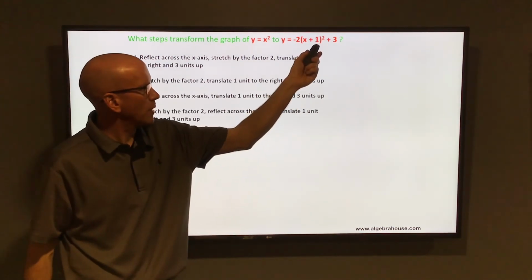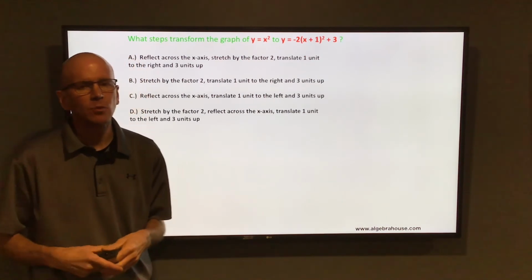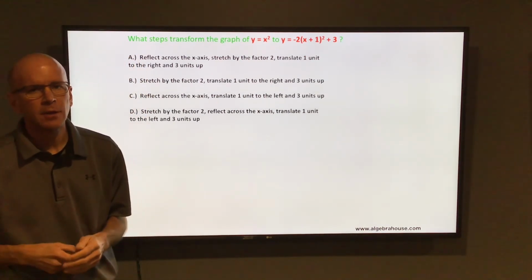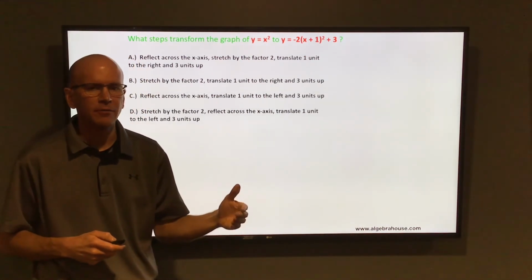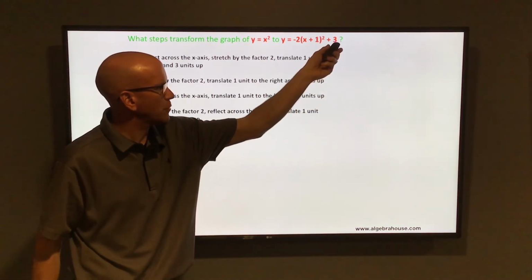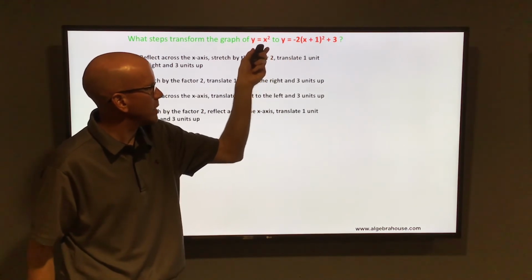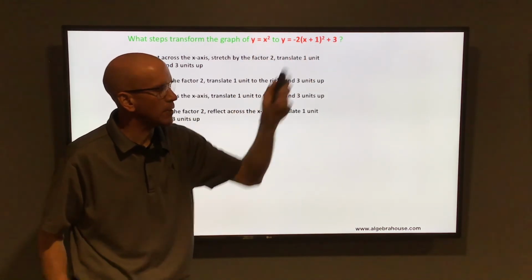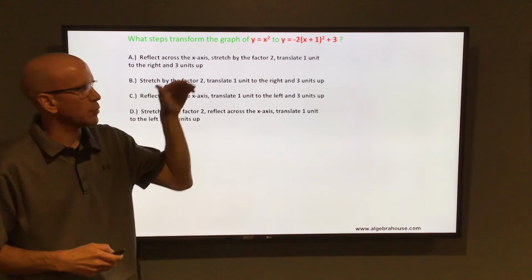Then the plus 1, when you add 1 to the value of x, it's going to shift that parent function to the left 1 unit. When you subtract from the value of x, it shifts the graph to the right 1 unit. And finally, the plus 3, you're adding 3 on to the value of y. Again, the value of y is the whole right side. If you add 3 on to the value of y, it's going to shift the graph up 3 units.